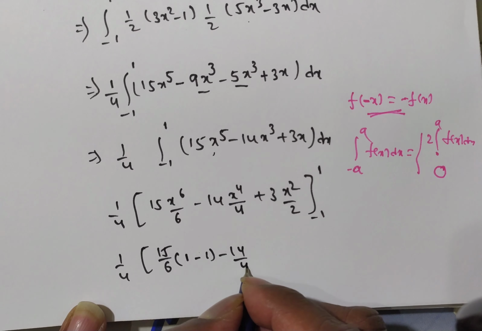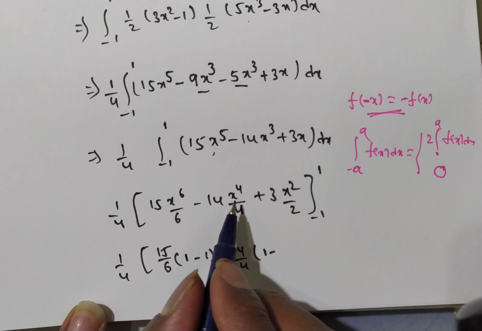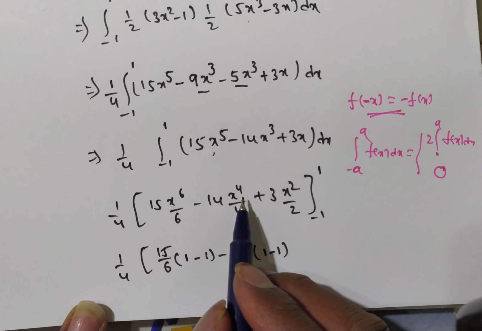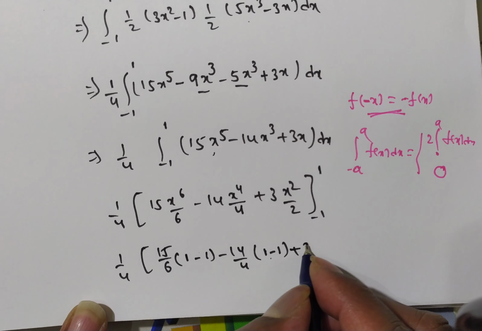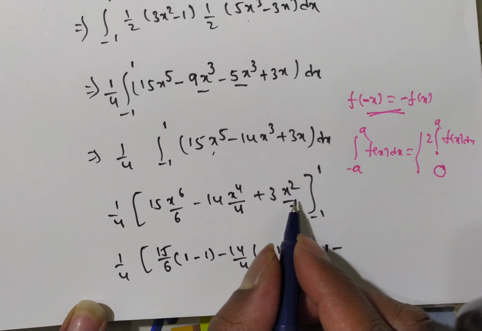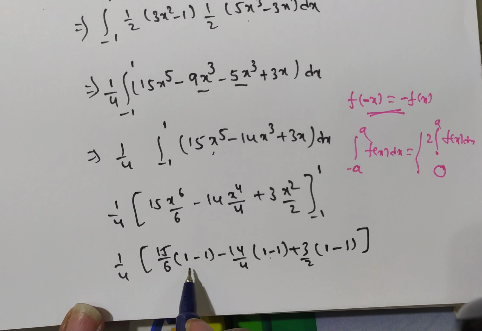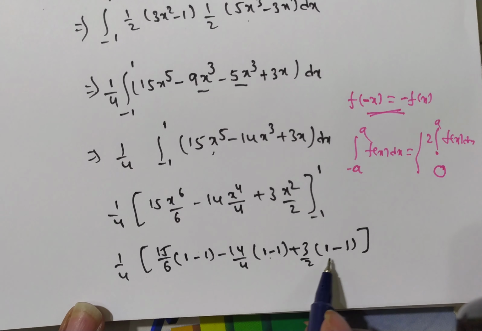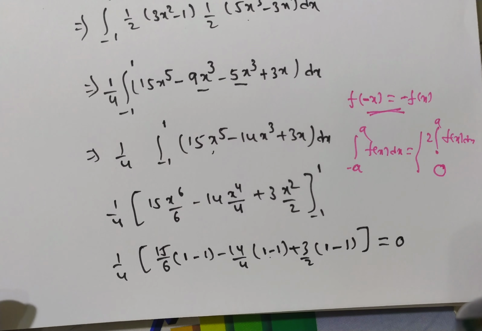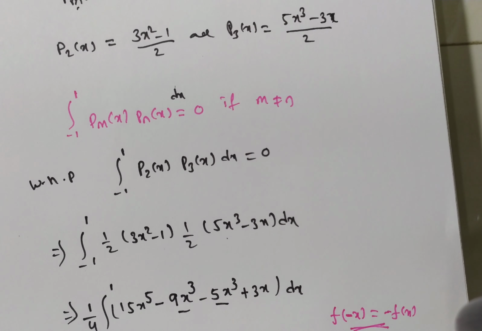Next minus 14 by 4. Now upper limit 1 to the power of 4 is 1, minus lower limit minus 1 to the power of 4 is 1 only. Negative power even is what? Positive only. Now 3 by 2 times, x square means 1 square is 1, minus minus 1 whole square is also again 1. So from this what you can say? This is 1 minus 1 is 0, 1 minus 1 is 0, 1 minus 1 is 0. So totally what you are getting? 0. This integral from minus 1 to 1 of P2 of x and P3 of x value is 0.